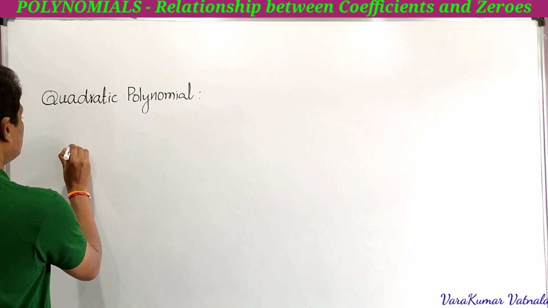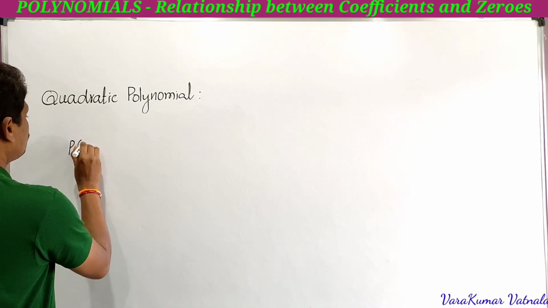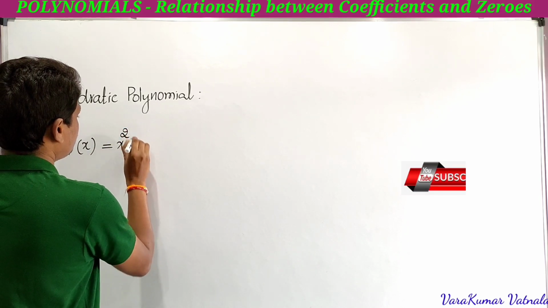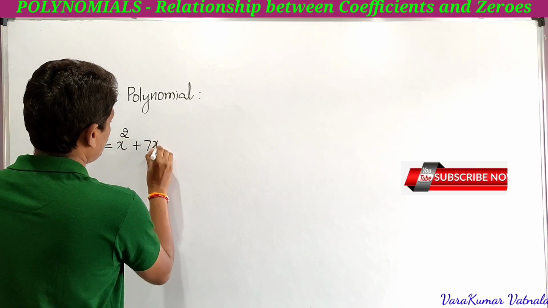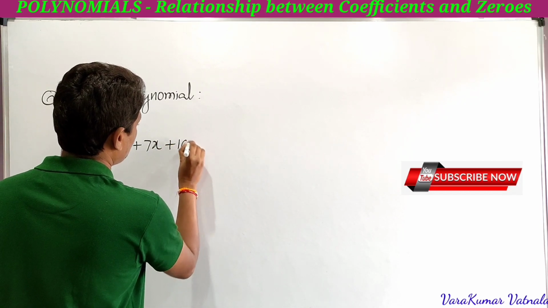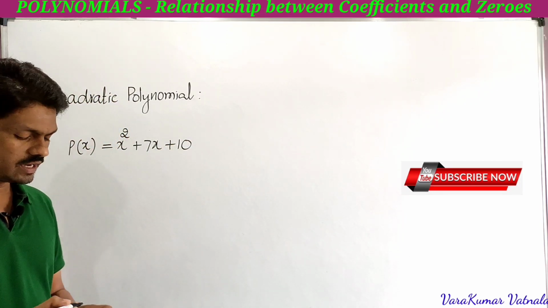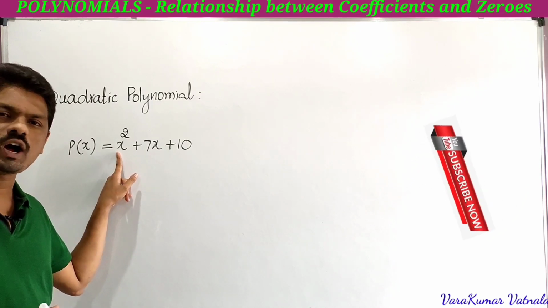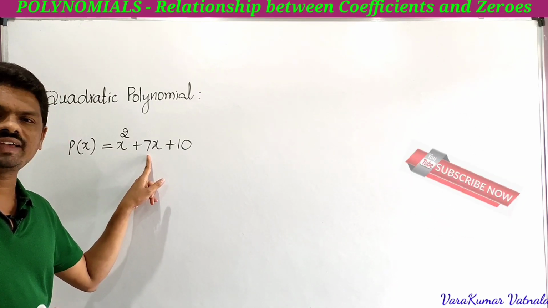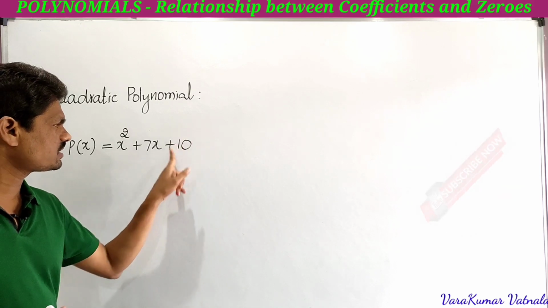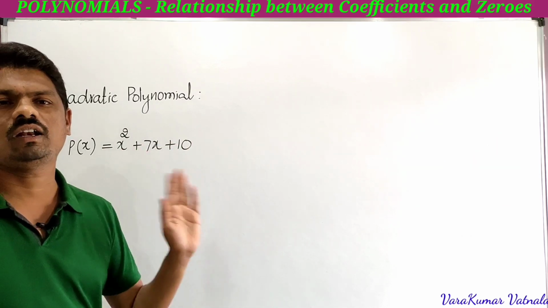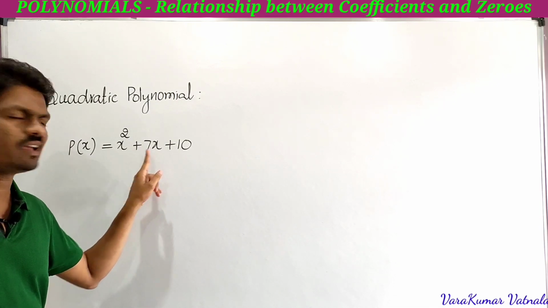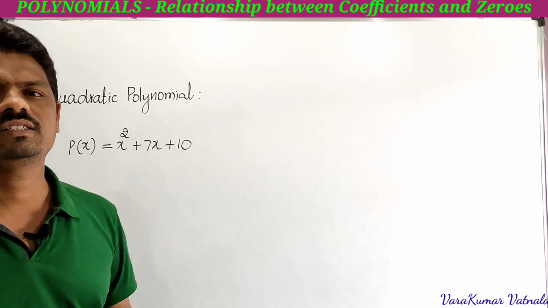See here, let p of x is equal to x square plus 7x plus 10. So this is a quadratic polynomial. Here the coefficient of x square is 1, the coefficient of x is 7, and the constant term is 10.